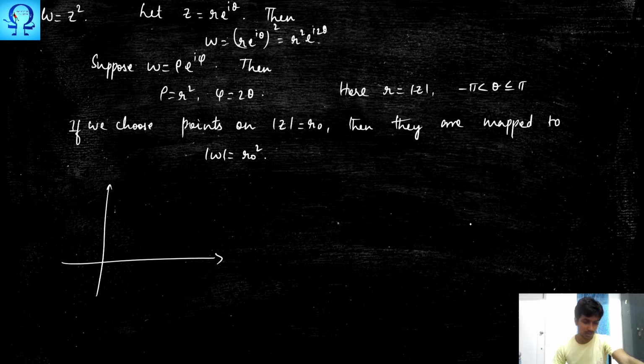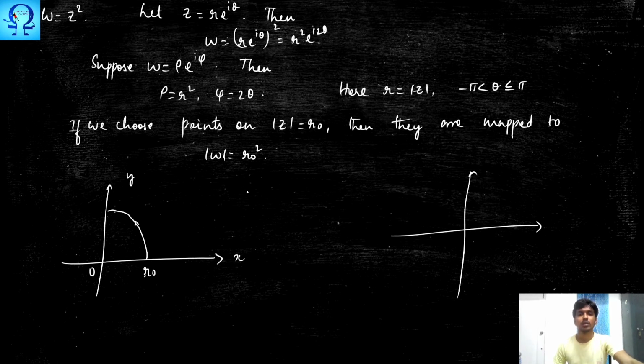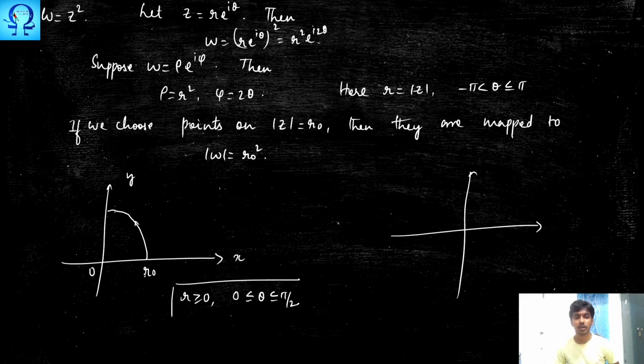Now we shall restrict our cases. Okay, this is x and this is y. Let this be the origin. Let us consider only this part, this is r naught. So here what is going to happen? We have r to be non-negative and theta varies from 0 to pi by 2. So this is mapped to what? R squared. This is the region that we consider.